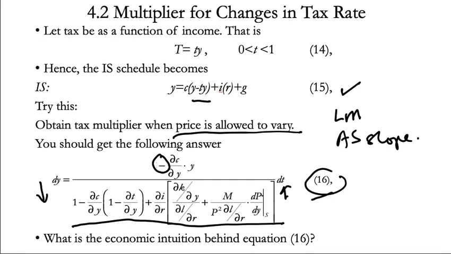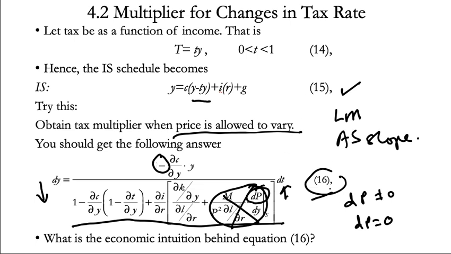But here we have incorporated the change in price. Now, if the change in price is not 0, then the multiplier for changes in tax rate is 16. However, if the change in price is equivalent to 0, then the whole term here will vanish, and the multiplier for changes in tax rate will be similar to the one that we have seen before in previous chapters.